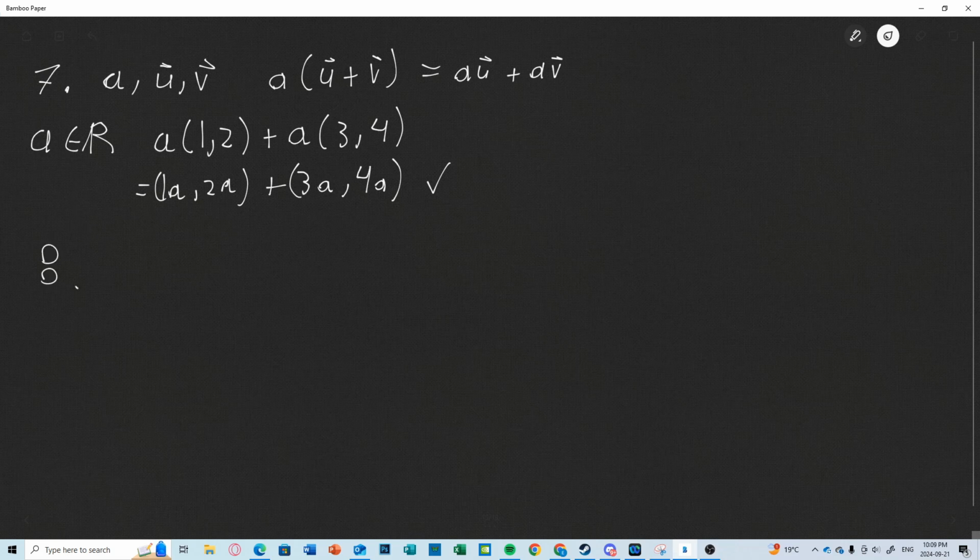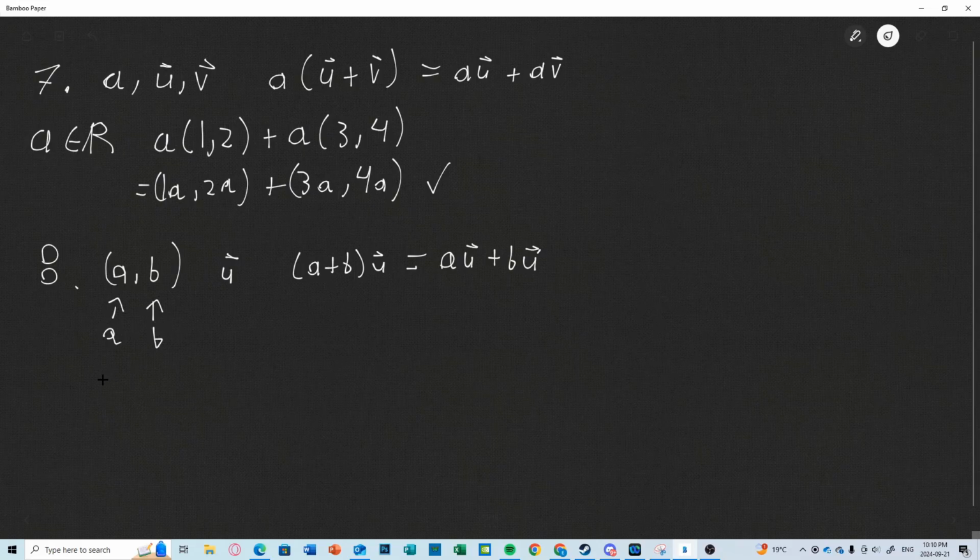Now next up we have axiom number 8, which is the distributivity of scalar multiplication, which is for any scalars A and B, and a vector U, (A plus B) multiplied by U is the same as A multiplied by U plus B multiplied by U. So if we set A as a scalar, and B is B, but A and B are both real numbers, then we know that A plus B will also be a real number.